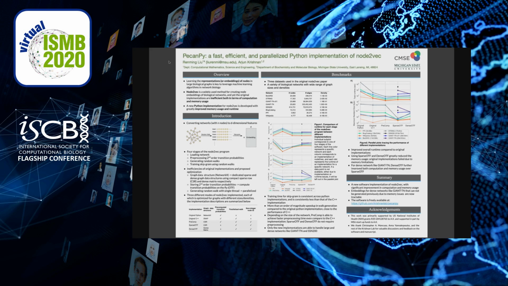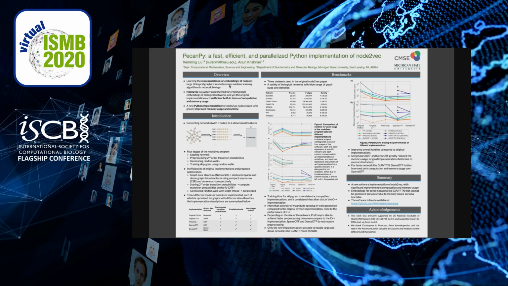Today I'm going to present PecanPy, a fast, efficient, and parallelized Python implementation of Node2vec. Recently, many machine learning algorithms are adapted to solve a variety of biological problems, such as gene annotations and gene network inference. To fully leverage those algorithms in network biology, it is crucial to learn the representation of nodes in the biological networks. Node2vec, which is a random walk-based embedding method, has been widely used for that purpose.